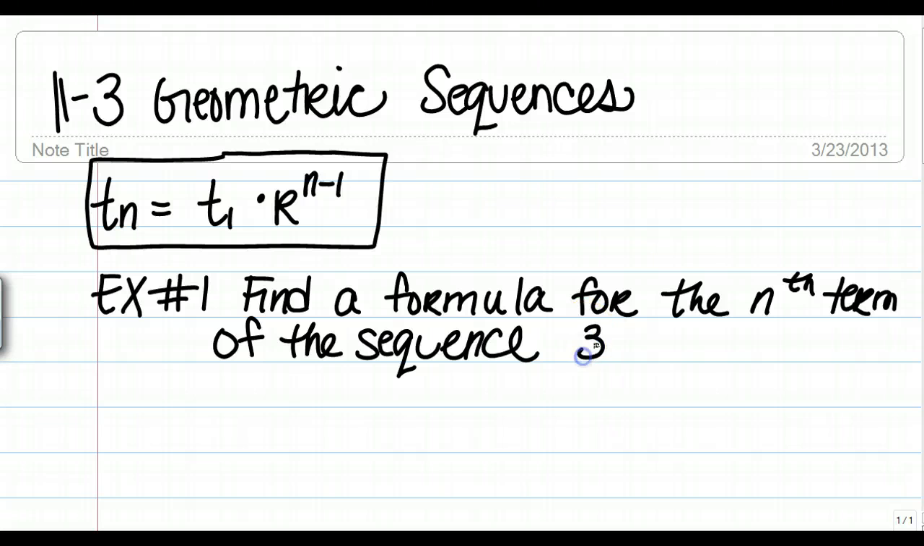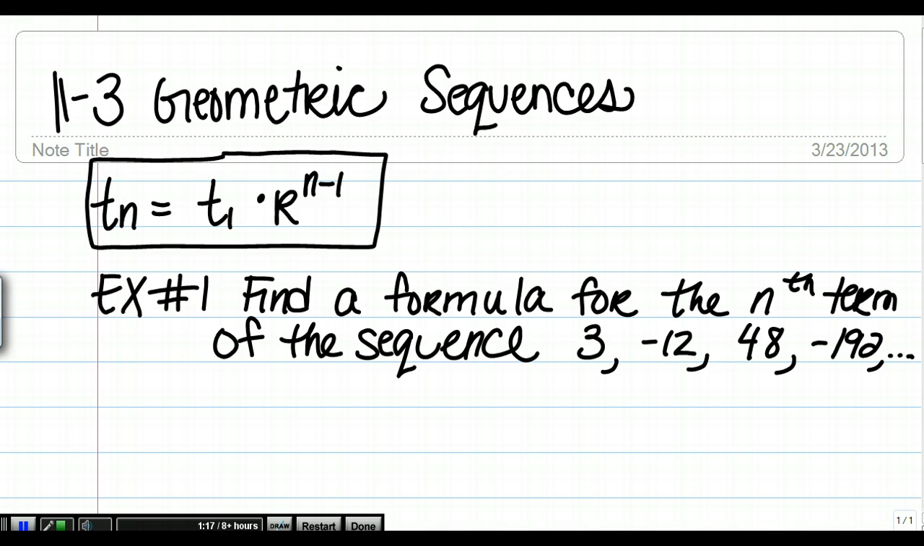and it'll give you the sequence of 3, -12, 48, -192, and it will continue on. So we're going to use this formula up here to find the nth term, so that's why I'm writing it in terms of Tn equals, we know our first term is 3 times r. And r is what we multiply everything by each time, kind of like how we had d with our arithmetic.